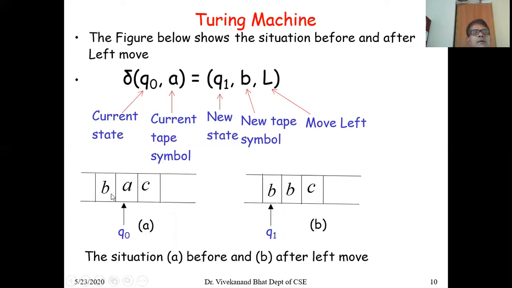So we have this input string B A C. Q0 is reading A, and it replaces A by B and moves left. So it changes the state to Q1. This is the situation before and after the left move.